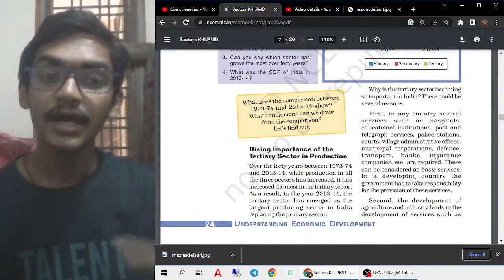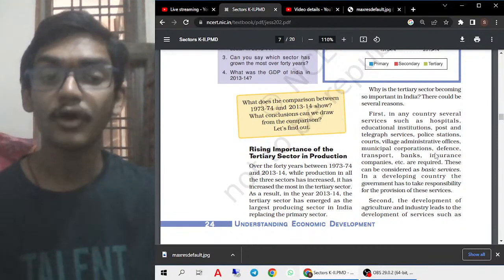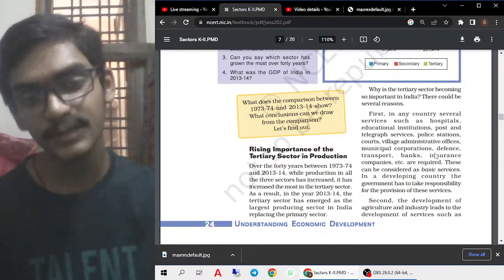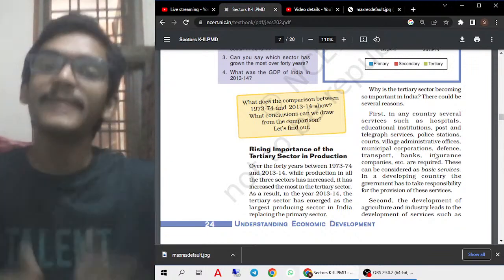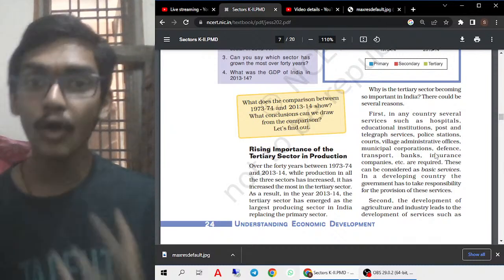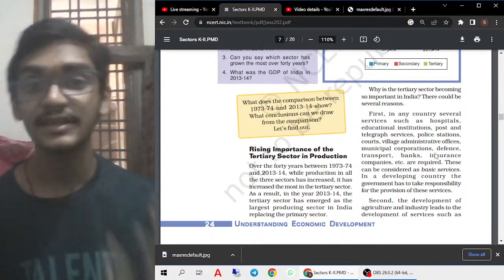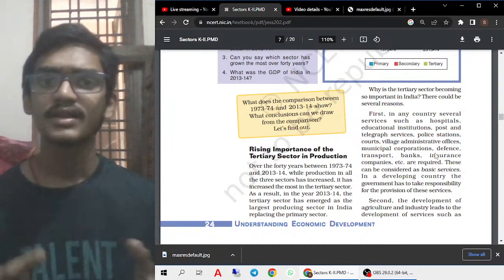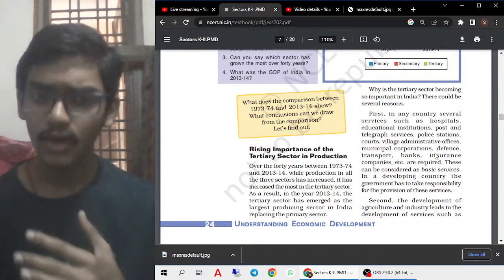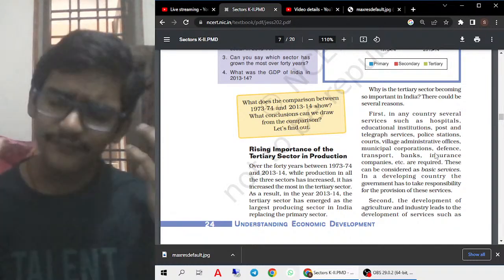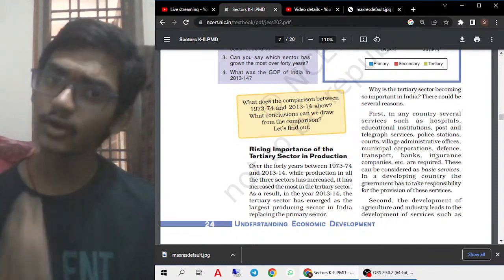Next, it shows us the main reasons for the growing importance of the tertiary sector in production activities. First is the basic services. The tertiary sector provides us with all the basic services which help in the development of the country. For example, it provides hospitals, schools, engineers, corporations, banks, insurance companies, and administration. For everything, this tertiary sector is contributing.